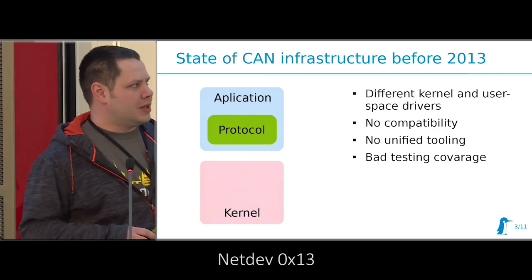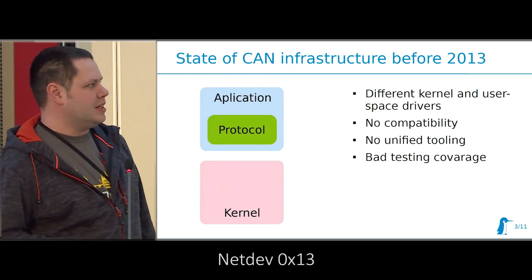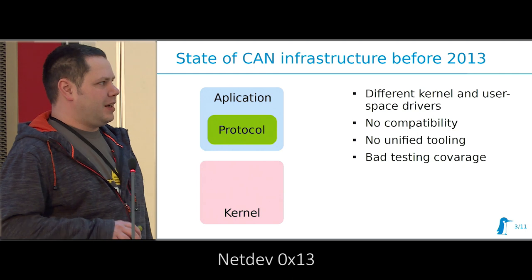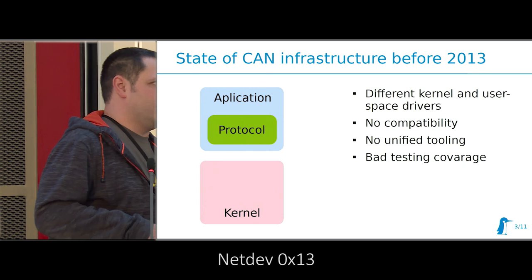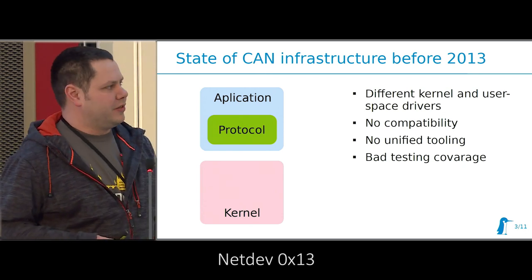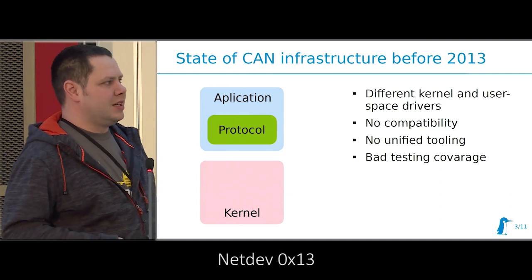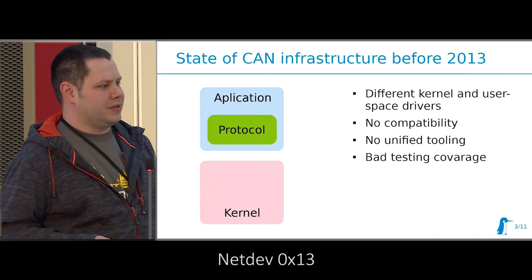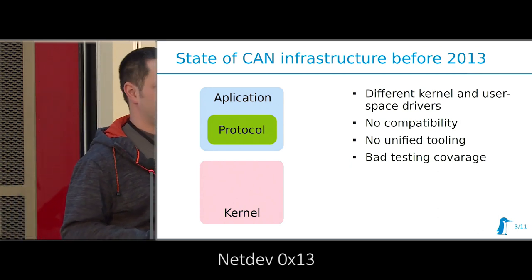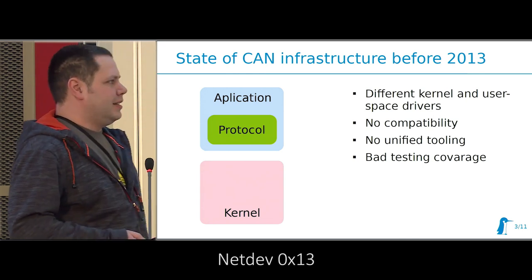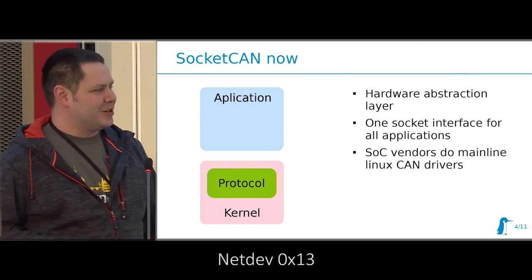Before SocketCAN was introduced, about 2013, CAN was managed in user space by applications. It was made by different vendors, and the major problems were that there was no compatibility between different implementations, no unified tooling, bad testing coverage, and so on. Until they came to a great solution, SocketCAN.